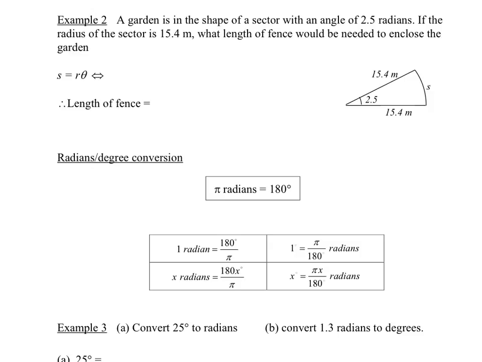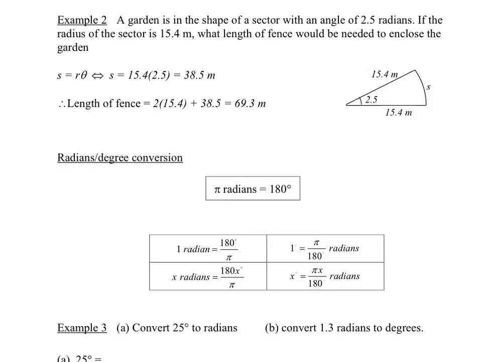radius times the angle in the middle. So it's 15.4 times 2.5, and that calculation gives 38.5 meters. However, that's only the S. If we want the total length of the fence, that's this plus this plus this, we have to add on 15.4 twice, plus the 38.5. And if we do that, we end up with 69.3 meters.